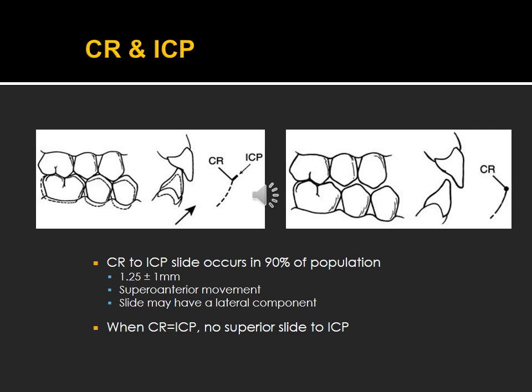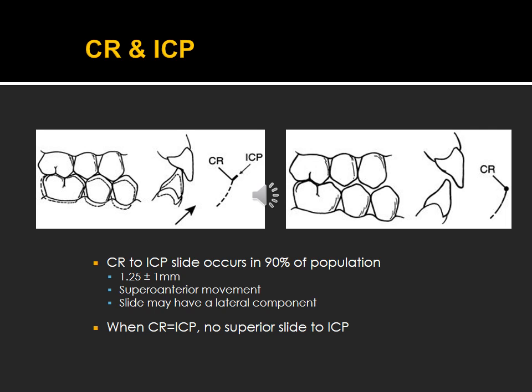So when you are in centric relation and the patient wants to close in the maximum intercuspal position, they will move their teeth in a superior anterior movement, as you can see in the arrow in the first slide on the left. And this slide sometimes has lateral components, so sometimes with this anterior superior movement, it shifts to the right or to the left. And only when the centric relation coincides and fits with the intercuspal position, we don't have this slide.